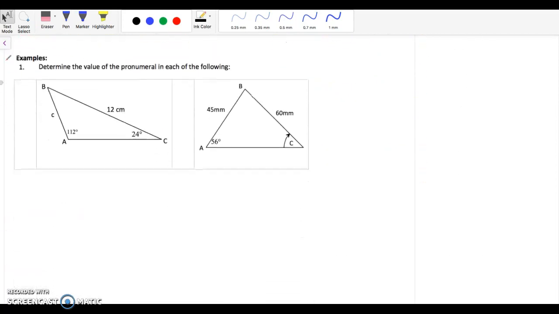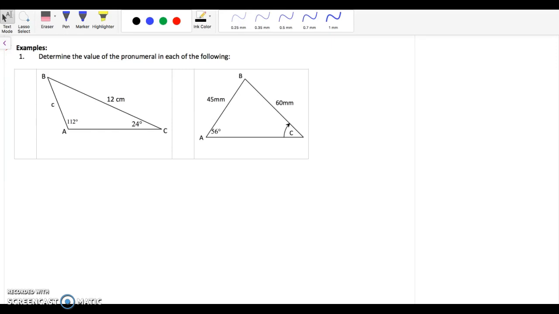So let's have a look at our first example here. In our first example, we've got triangle ABC. We know that angle A is 112, angle C is 24, and side little a, or the length BC, is 12 centimetres. And we want to find this side that has a label of C, our unknown. So in examining this triangle, I'm trying to think, what do I know?